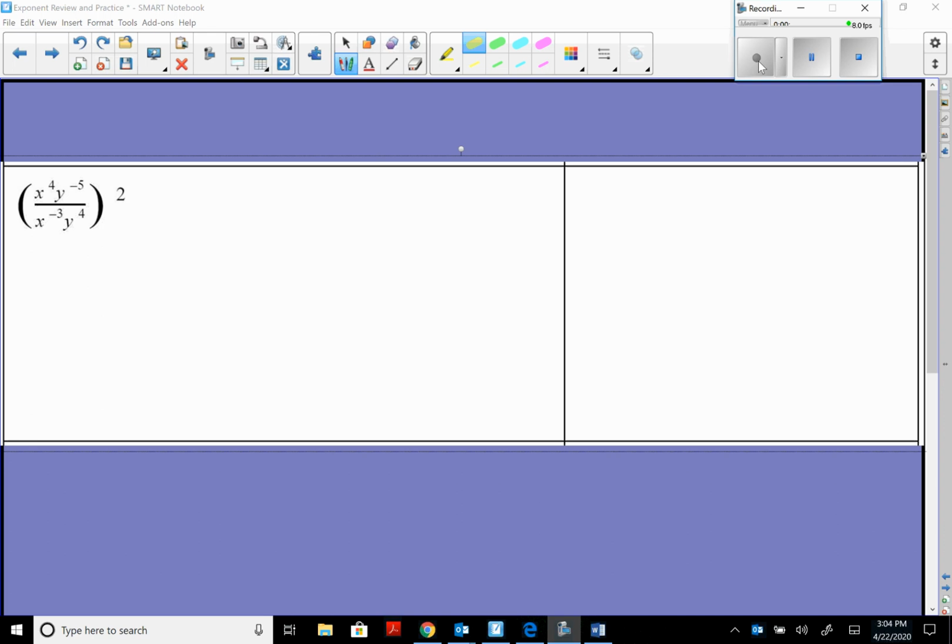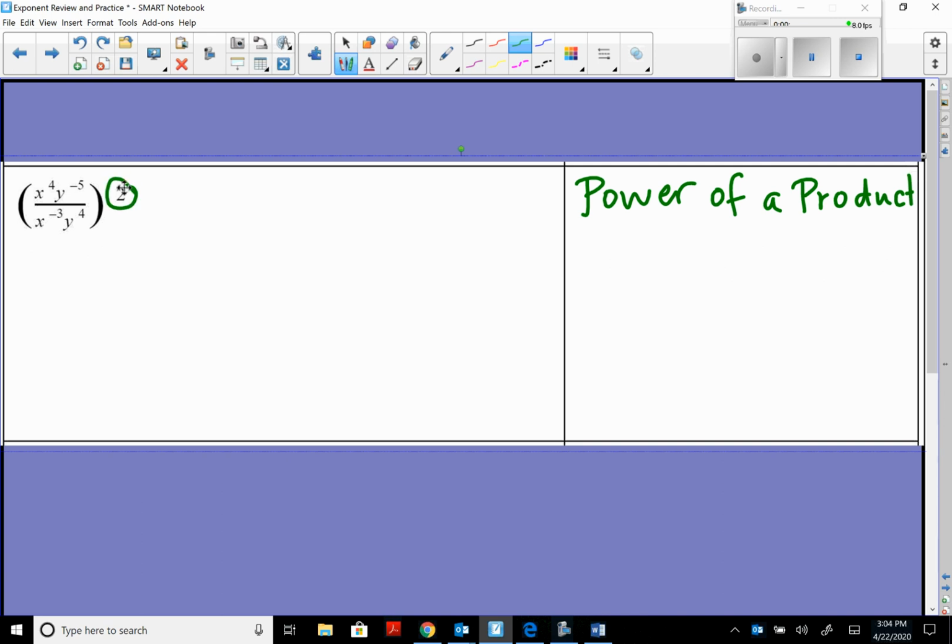I want to use the power of a product property. So I'm going to go ahead and write that out. Product. Okay, so what that means is I'm going to make sure this exponent of 2 is distributed to every term inside the parentheses, every factor. And I'm using the word factor because I can see that everything inside the parentheses is being multiplied.